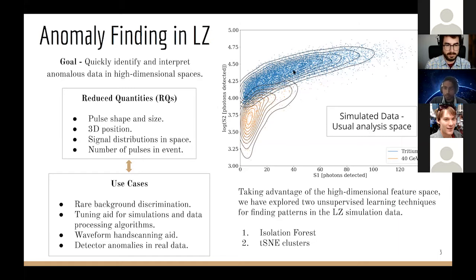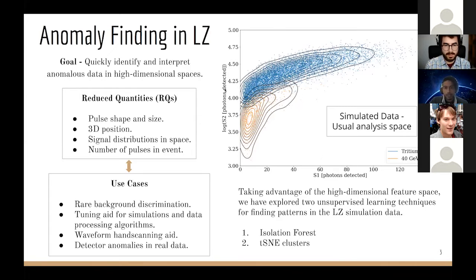The data shown in this plot in blue is tritium, which is a benchmark electron recoil calibration source. It emits an 18 keV beta particle, and it occupies this region of the signal space. And it's pretty clearly separable from the benchmark nuclear recoil spectrum, in this case a 40 GeV WIMP. And so these two are pretty separable in signal space, at least.